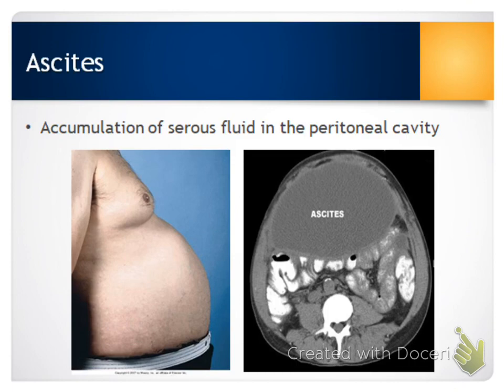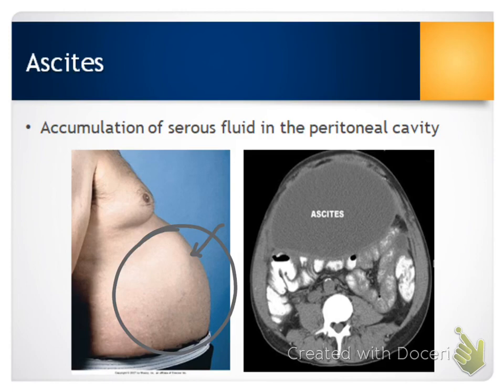Ascites, another complication related to portal hypertension, is the accumulation of fluid in the peritoneal and abdominal cavity. This is a very common complication. You're going to see abdominal distension and weight gain. You may see a very thin patient with a huge abdomen. As it gets more full with fluid, it gets very firm, so when you're palpating the abdomen, it is very firm.